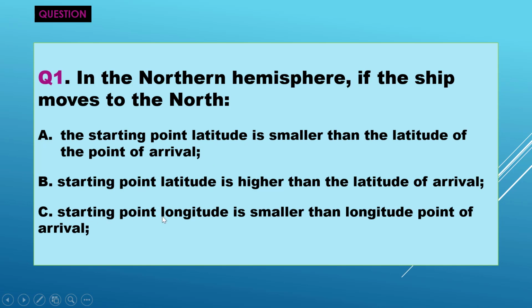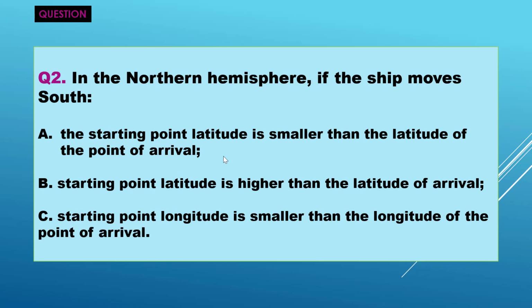C, starting point longitude is smaller. We already know north does not have anything to do with longitude, so this one is already out. So from the question, our correct answer is A. The starting point latitude is smaller than the latitude of the point of arrival. Quite easy to know the answer with the diagram.